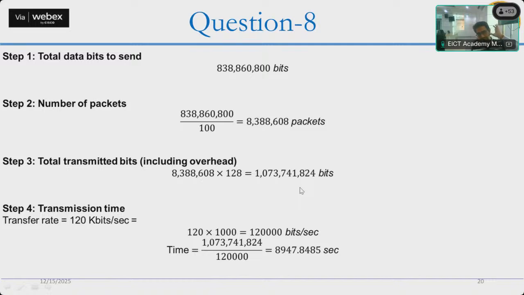Now the thing is pretty clear: if 120 kilobits per second are transferred in 1 second, then how much time will be required to transfer this number of bits? It will be 8947 seconds. It's better to calculate in hours. This is almost 2.49 hours. When you calculate 0.5 hour multiplied by 60 minutes, it will be almost 29 minutes. So you need to wait about 2.5 hours.